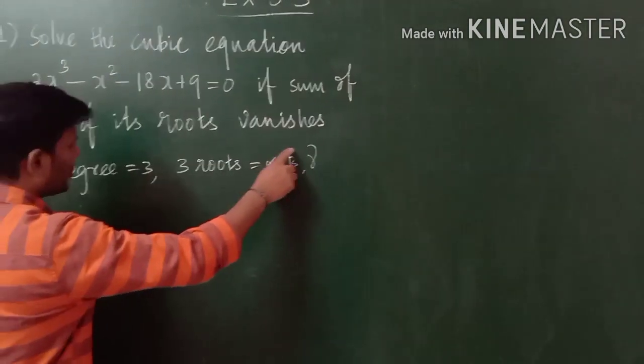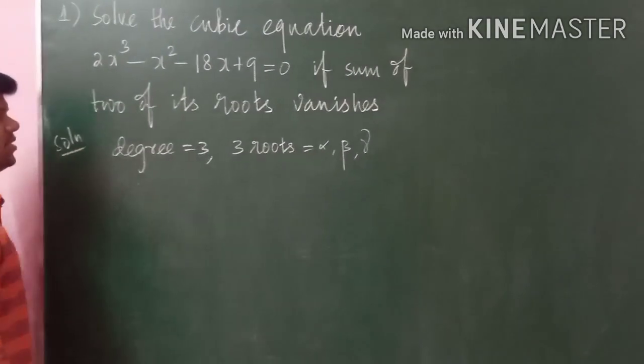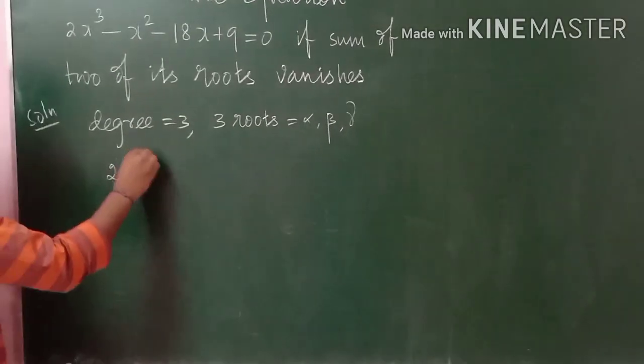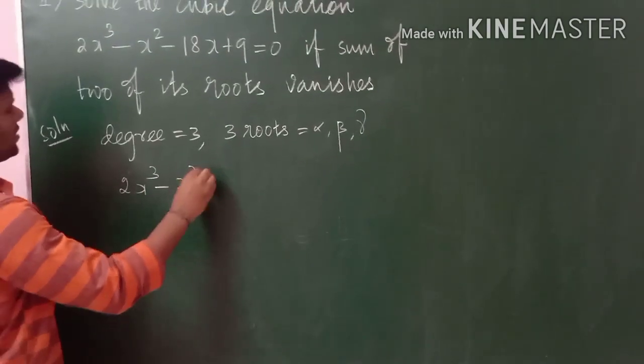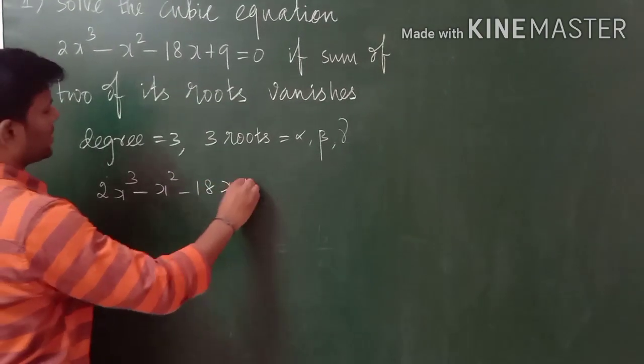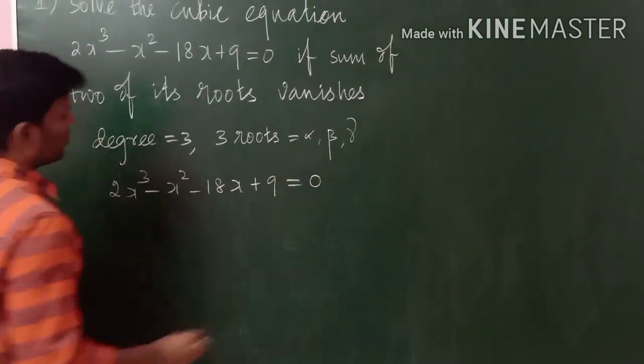So what do we do? We can take any two roots, add them, and take that sum as 0. So what is our cubic equation? 2x cube minus x square minus 18x plus 9 equal to 0.